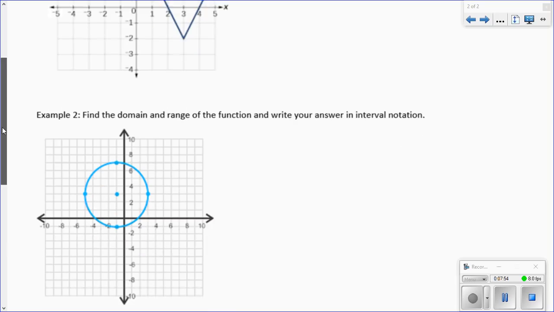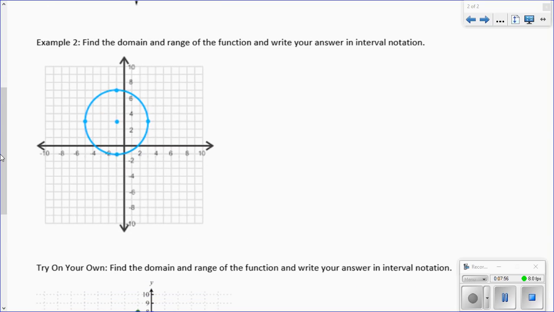Alright? Example 2. So now we're going to do domain and range, and we're going to write it in interval notation. I'm still going to find my biggest and smallest number the same way. I'm going to draw edges. So I'm going to start with domain. Drew my line. Draw my line right here. And draw my other line. Okay? So what that's telling me is that I can go to -5 and 3 here.